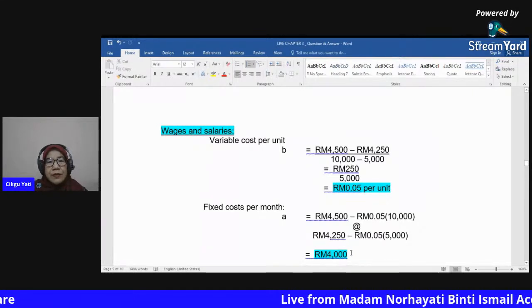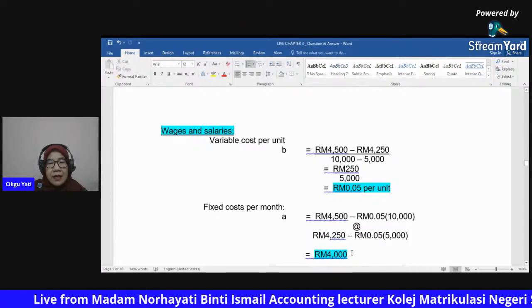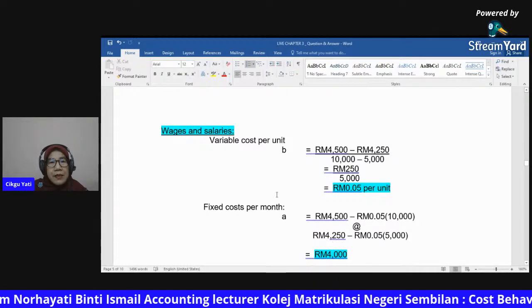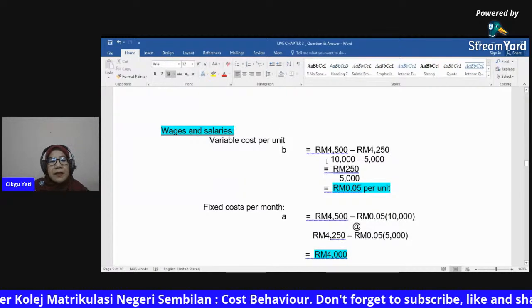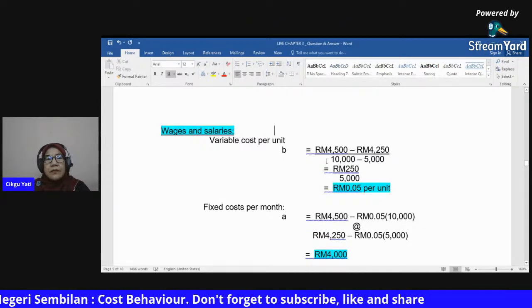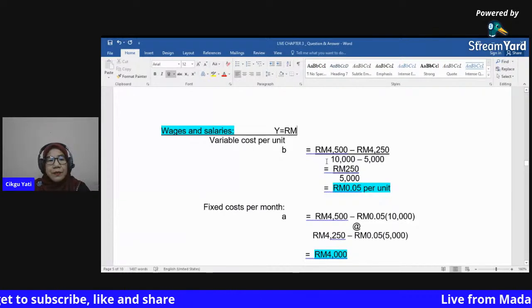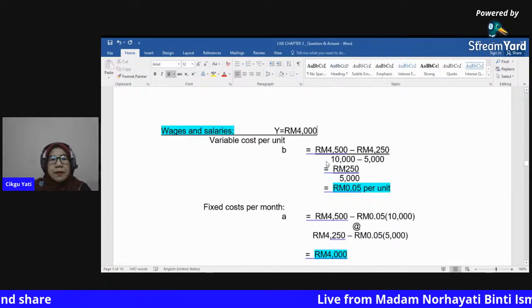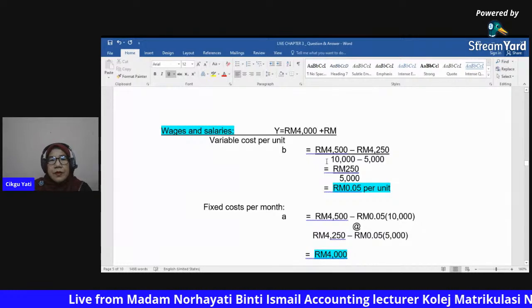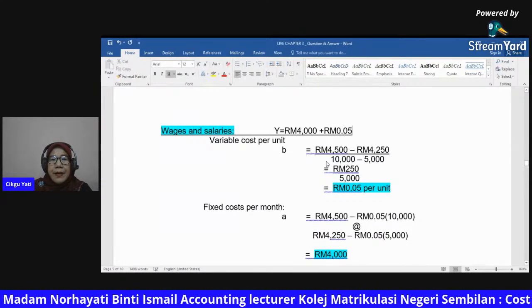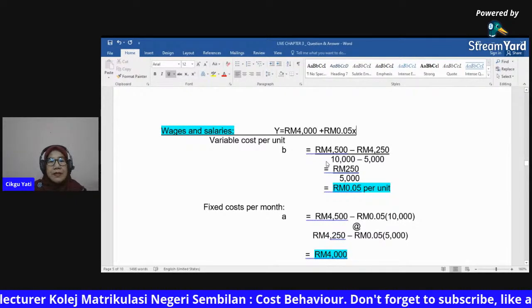Whatever level you take, okay? So the answer is 4,000. That one is for wages and salaries. So when you want to form the cost function for wages and salaries, what is the answer? When you want to form the function, you can get y equals RM 4,000 plus RM 0.05x. Okay, this is the cost function for wages and salary.